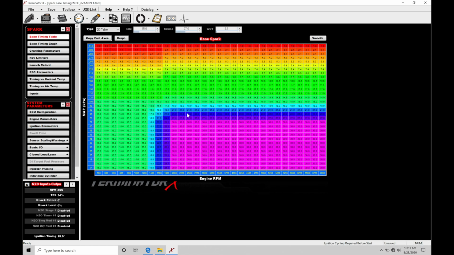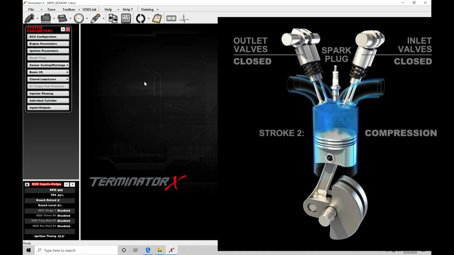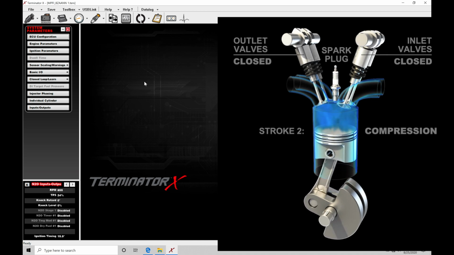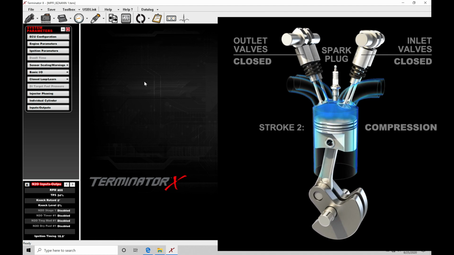So we have our base spark timing table. We know the values in here are degrees before top dead center, the commanded advance. So if it's telling the spark plug to fire here at 30 degrees before top dead center, it's going to be firing the spark plug 30 degrees before the piston reaches TDC, between our compression and our power or combustion stroke. So as we're firing off the engine and the piston's traveling upwards, we fire off the spark plug. That's going to generate a flame front and a bunch of pressure and temperature within the combustion chamber.